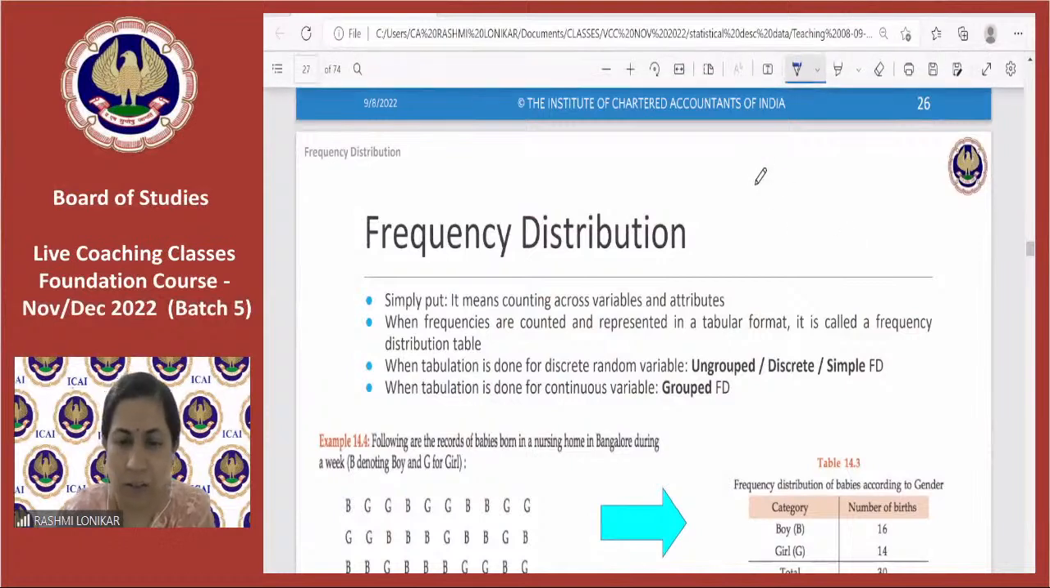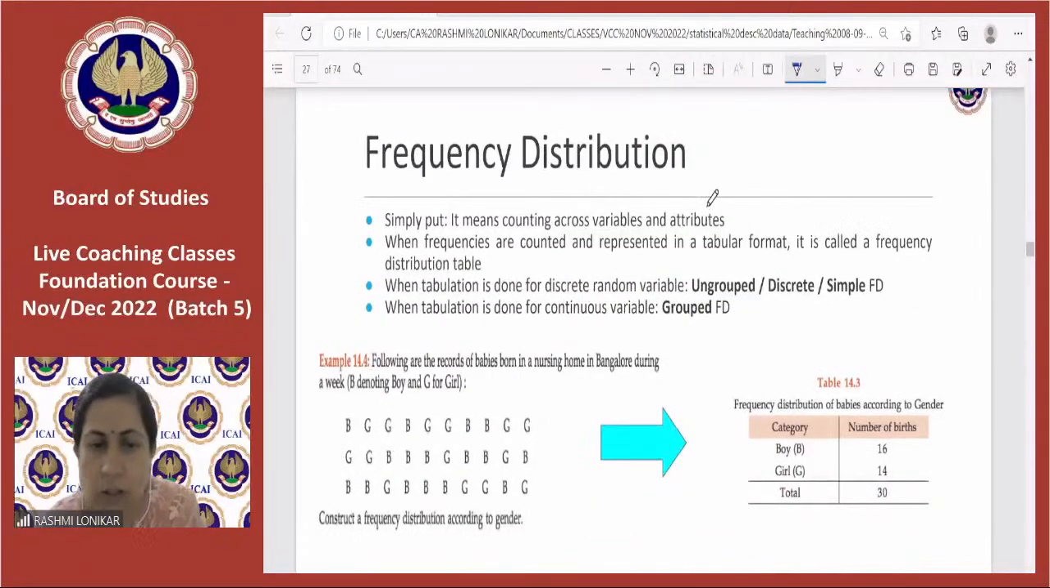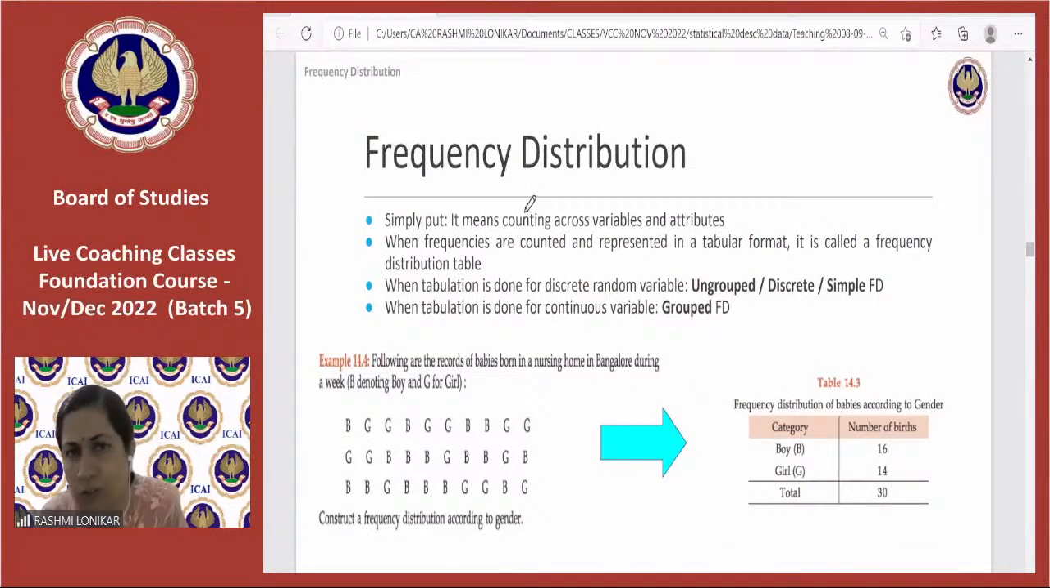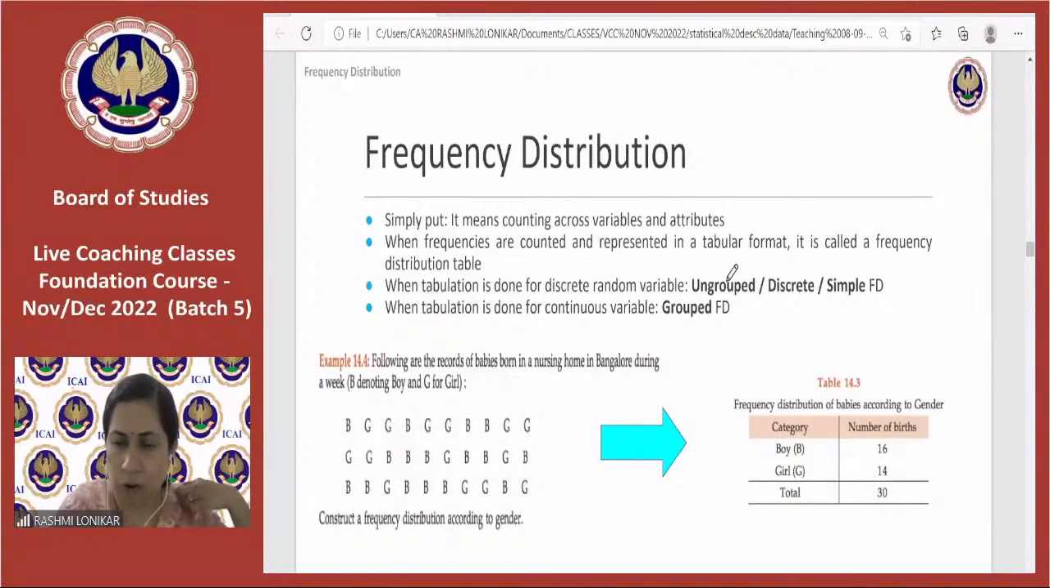Welcome back. Now we are going to talk about the actual sums. We are talking about frequency distribution. What is it? It means counting across variables and attributes. Whatever information is there, I'm going to take it and put it in a form which is easier for me or for any reader of that report to understand. When frequencies are counted and represented in a tabular format, it is called a frequency distribution.